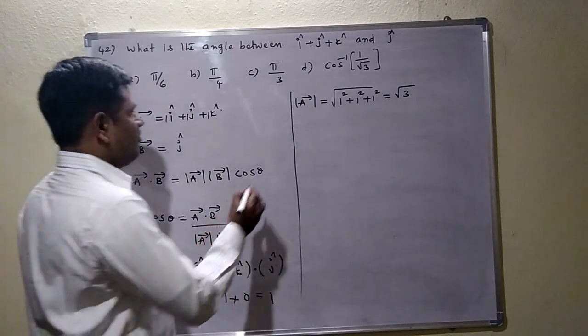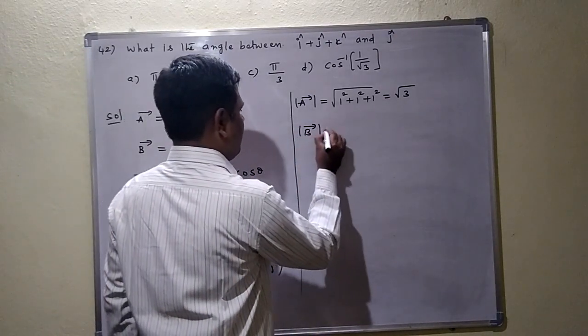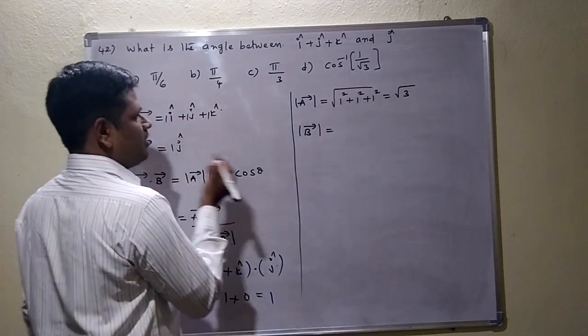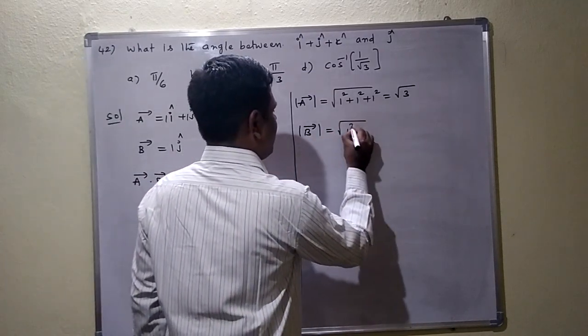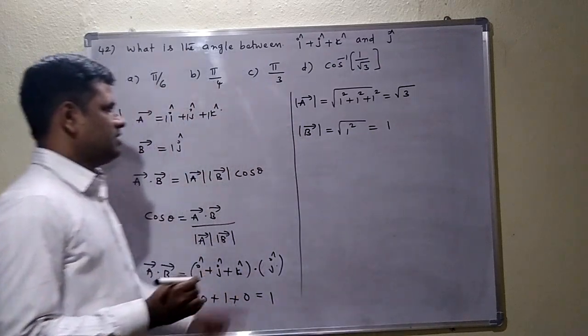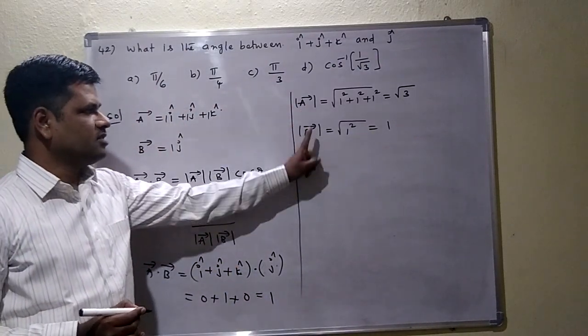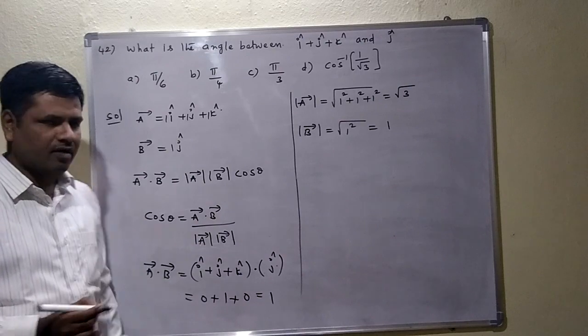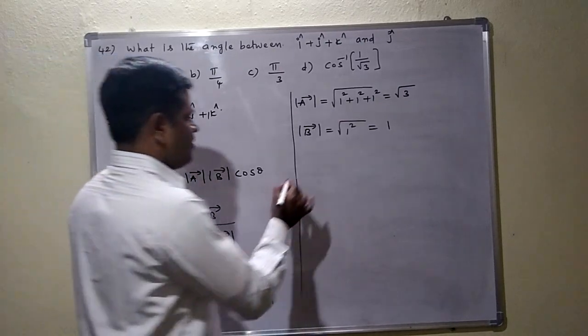Next, the magnitude of B bar we also find here. Magnitude of B bar, here the coefficient is 1. There is no value, which means here root 1 square is equal to 1. This is the A bar dot A bar value. This is the B bar value. This is the A bar dot B bar value. All the values we substitute in this equation.